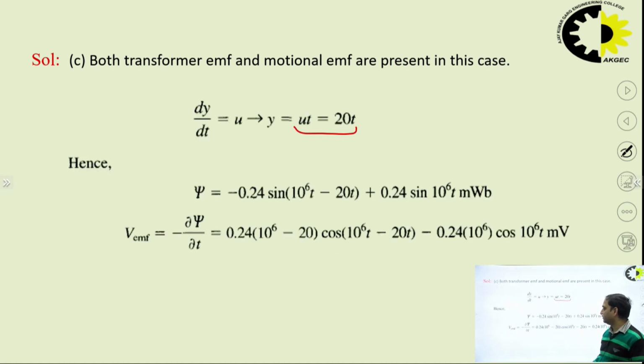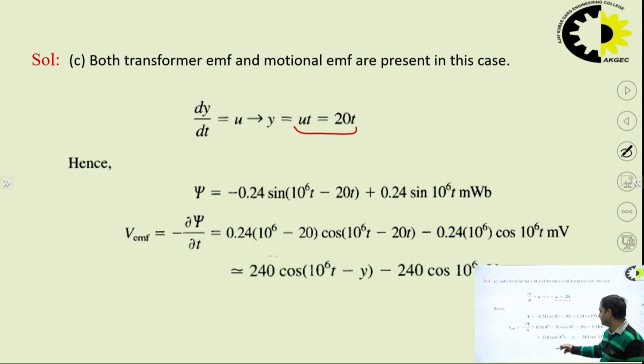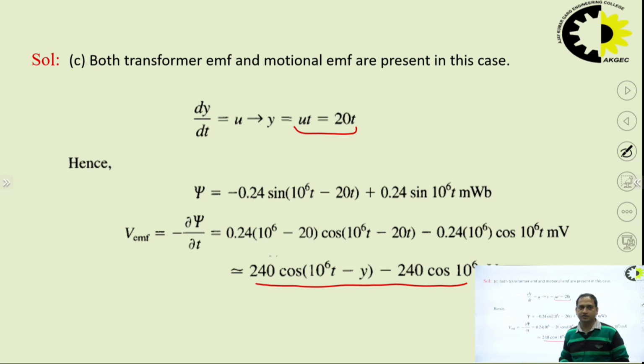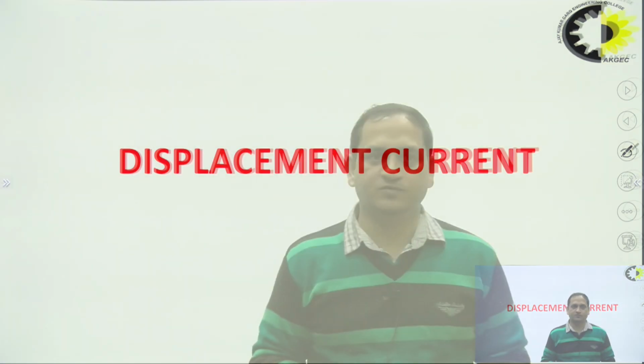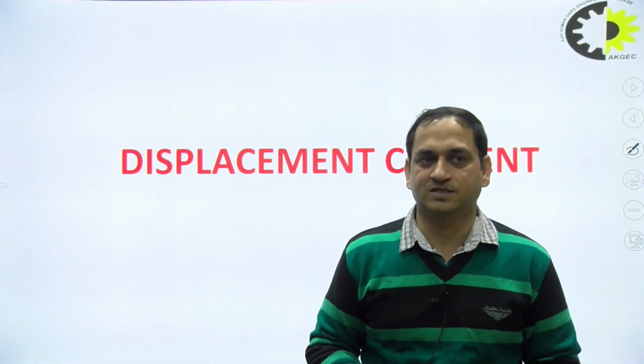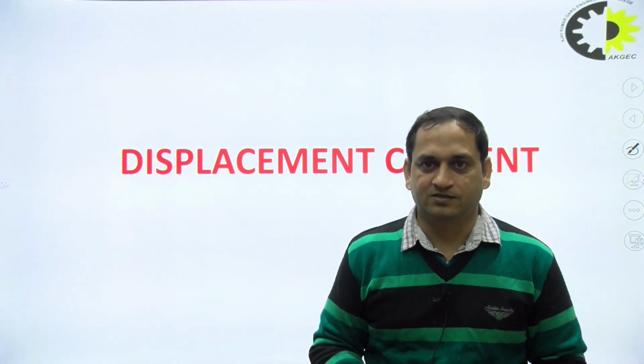So the total EMF value will be minus ∂psi/∂t, with N equal to 1, because there is one loop. When you put all these values together, finally the EMF is generated like this. The expression we get for the total EMF includes both the motional and the transformer EMF. I hope this point is clear to all of you. In the next lecture onwards, we will discuss displacement current. Thank you very much.